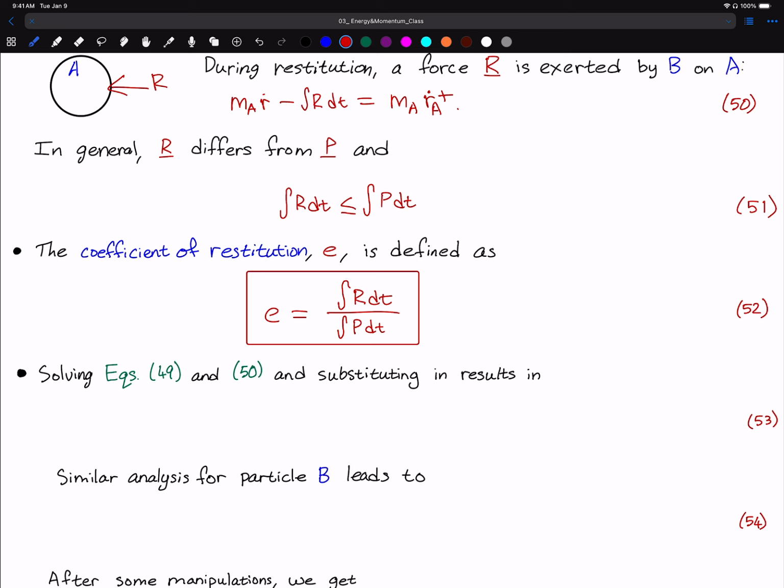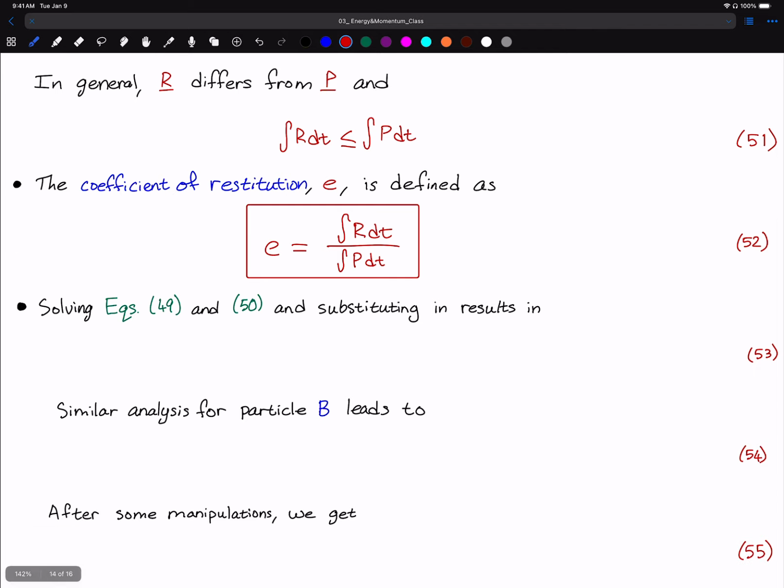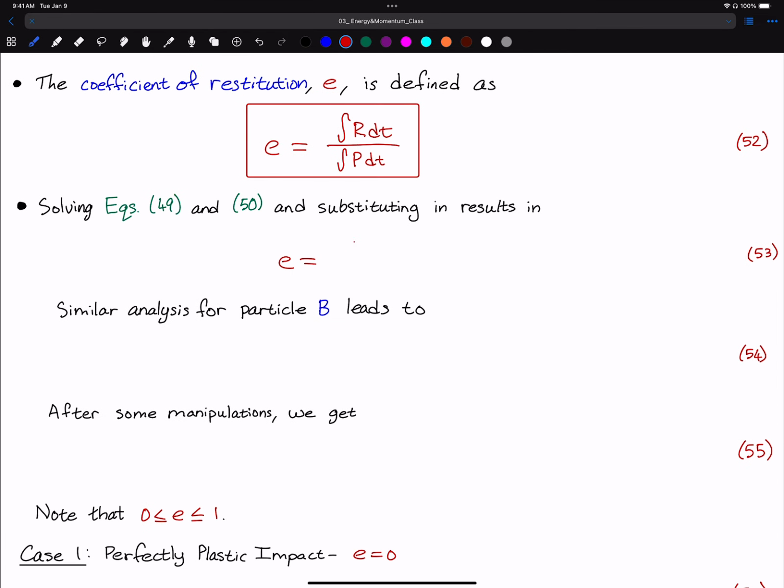Now, that is a very special case, and in general, that's not going to be true. For just two general materials impacting each other without any storage in them, you're going to find that this coefficient of restitution is less than or equal to 1. Okay, so if we go ahead and we solve equations 49 and 50, now that we know what this e is, and we substitute in, we can find here that e is equal to ṙ minus ṙ_A plus divided by ṙ_A minus minus ṙ.